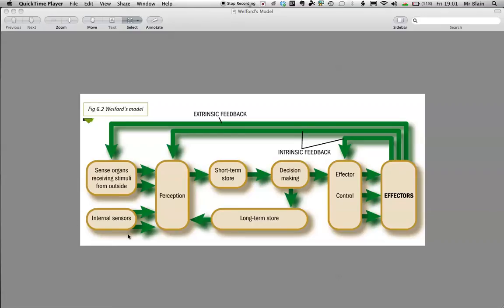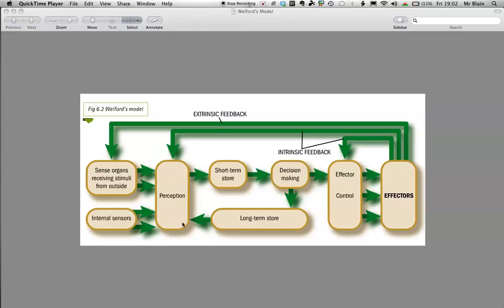We've also got our internal sensors, which would be feeling the ball on the foot, and our proprioceptors telling us of the position of the joints. Now these two inputs would lead into the process of perception. Perception's got three important parts, and the easy way to remember these is through remembering the letters D, C and R. Now perception, the three parts are detection, comparison and recognition.